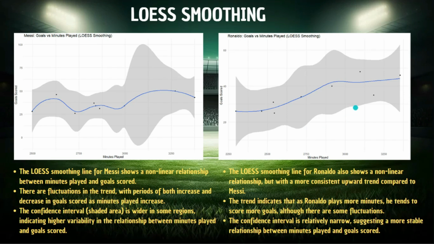And the non-linear trends, especially for Messi, suggest that goal scoring is influenced by multiple factors beyond just playing time. And for Ronaldo, the more linear upward trend indicates that increasing playing time consistently boosts his performance, while Messi's performance optimization may require a more tailored approach.